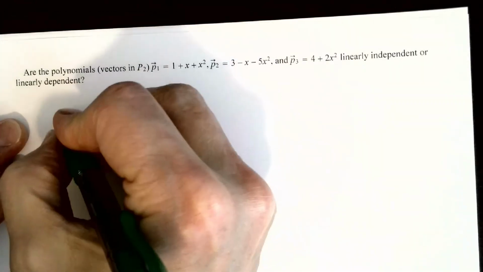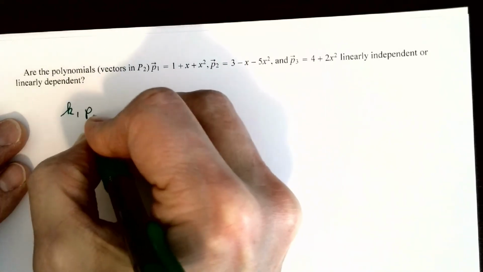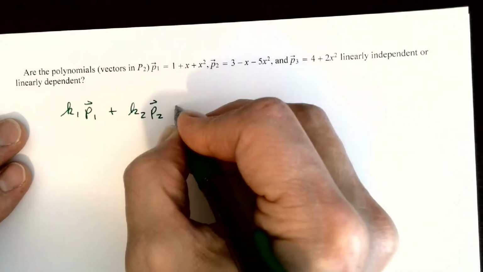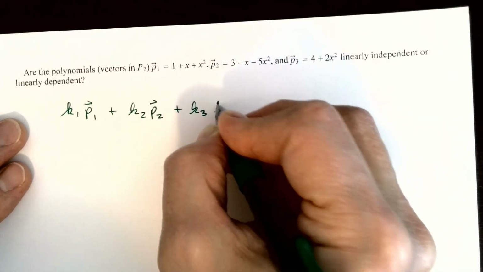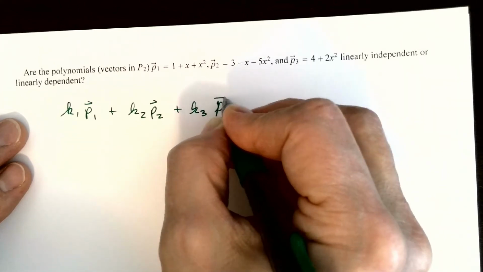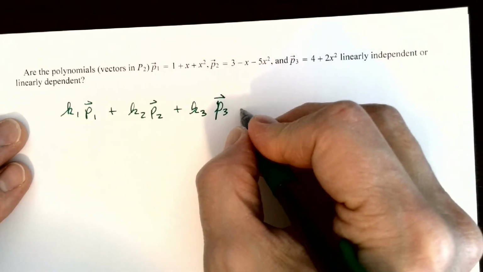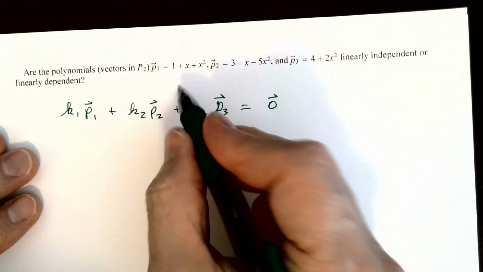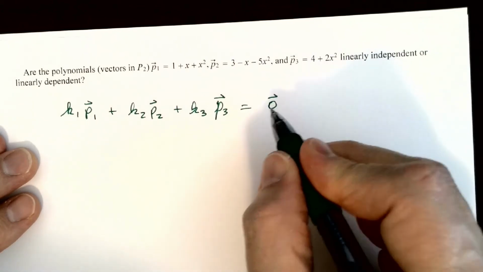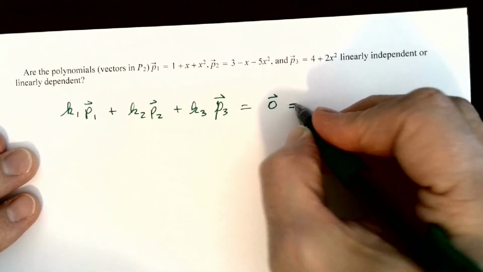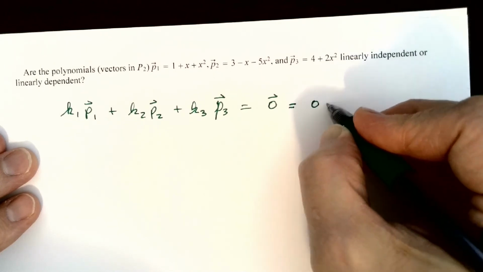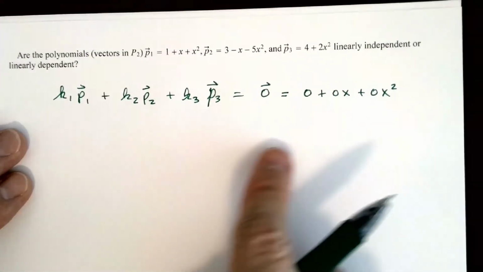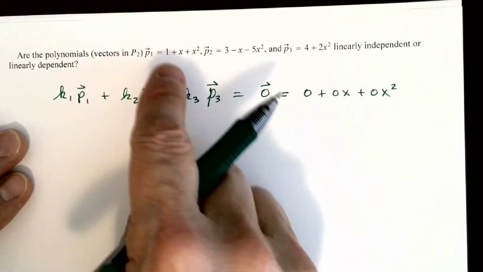Well, we're going to do the same thing. I'm going to take a linear combination of these vectors, and they would be boldface again in the book. I put arrows over them. But notice these vectors are not ordered pairs or ordered n-tuples. They're polynomials, and therefore the 0 vector is a polynomial. What's the 0 vector in this polynomial space? Well, it is 0 plus 0x plus 0x squared, or just 0. That's the 0 polynomial, where all the coefficients are 0.